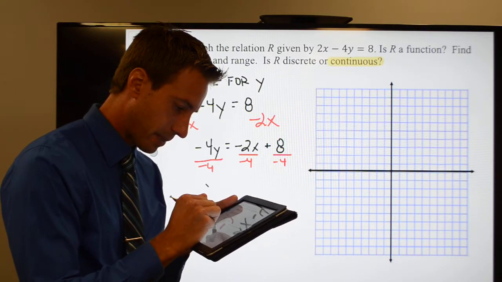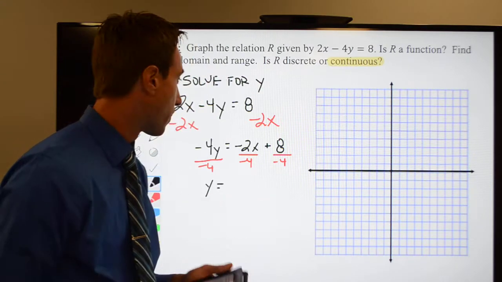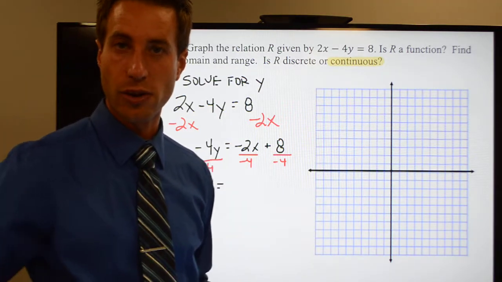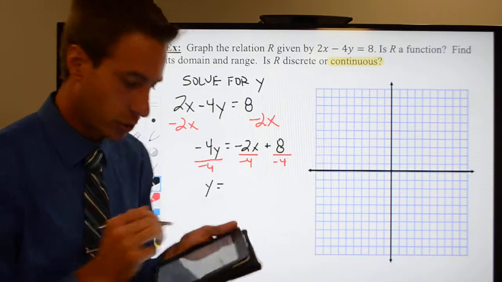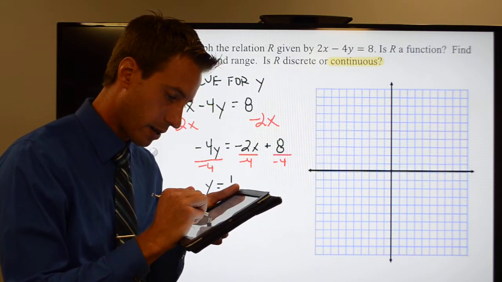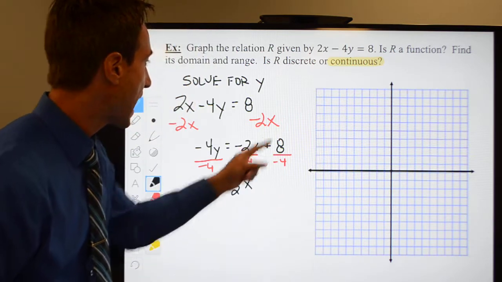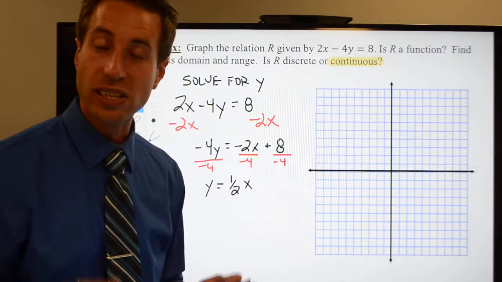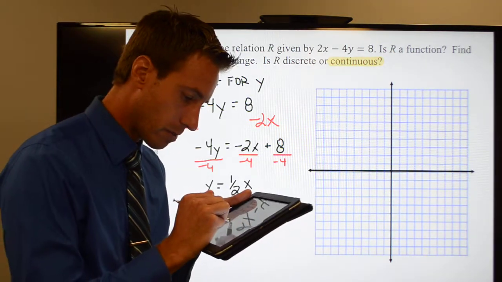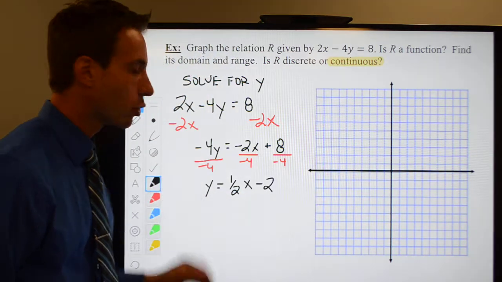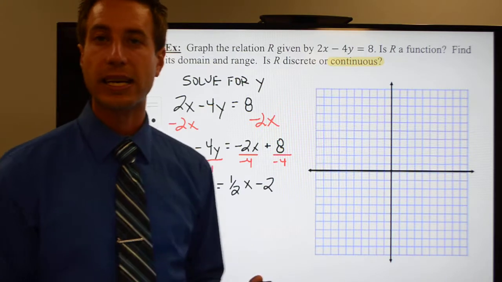Well, y is going to be equal to negative 2 divided by a negative 4. The negative signs will cancel each other out, and 2 over 4 reduces to 1/2. So we'll have 1/2 x. And then, of course, 8 divided by negative 4 is going to be negative 2, so minus 2. There we go. I've now solved the equation for y, and now we can set up a table.